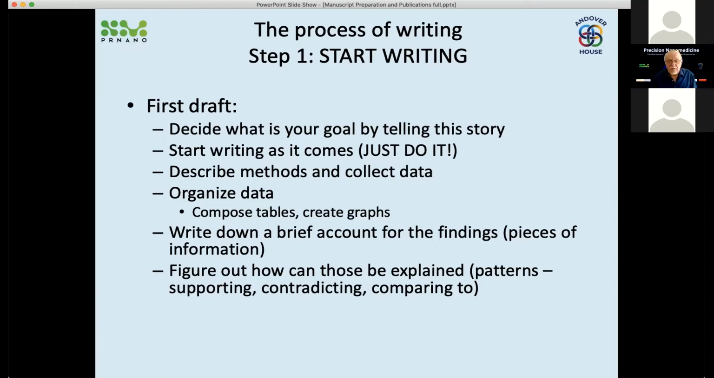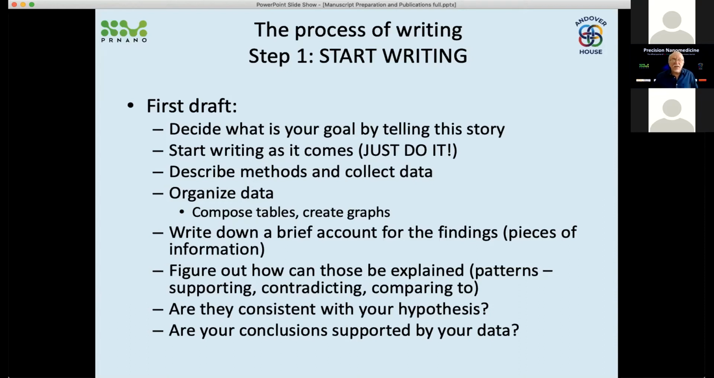These are the separate pieces of information. Organize and arrange them, figure out how they can be explained. Try to look for patterns, supporting, contradicting, comparing, as these are the final things they look at in the next round. Are they consistent with your hypothesis? Does it prove it or disprove it? Are your conclusions supported by your data?